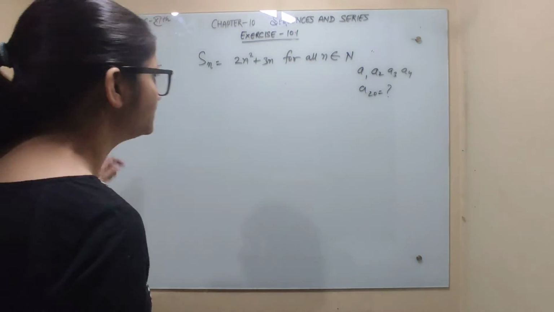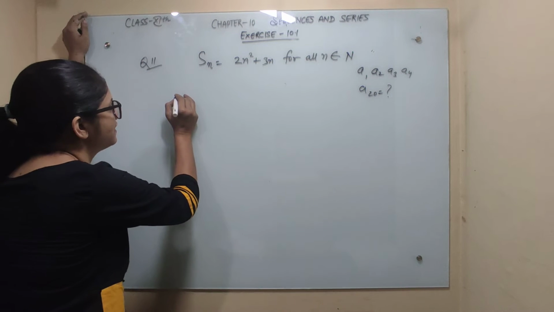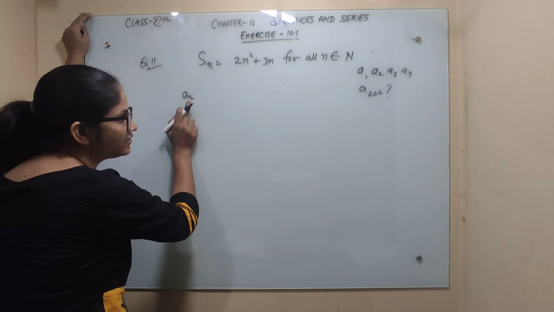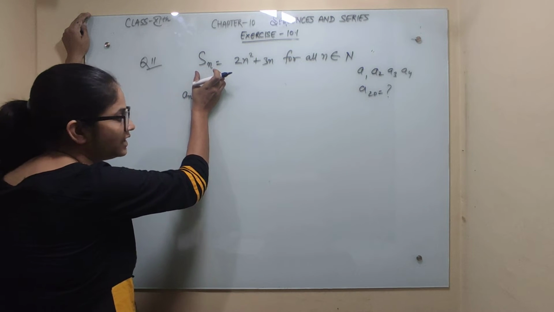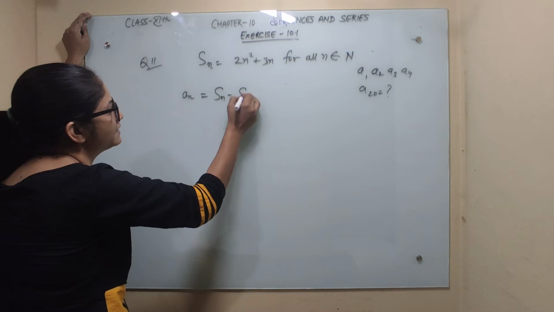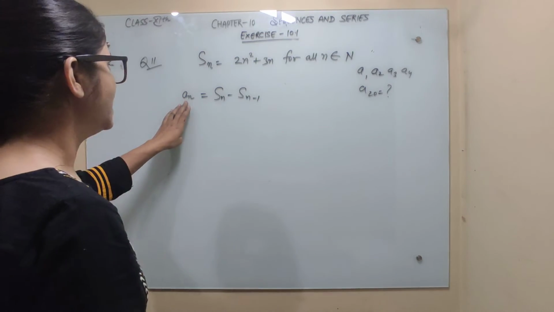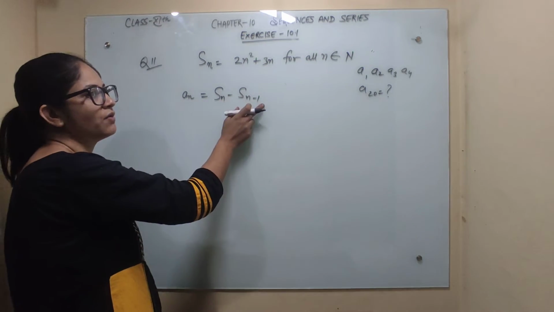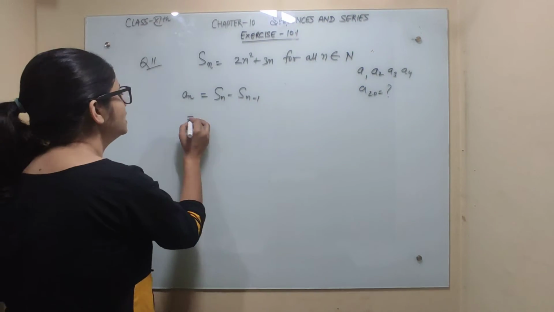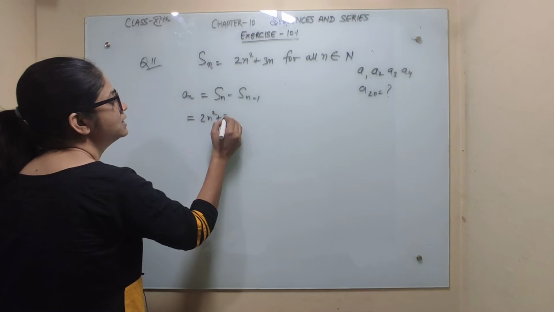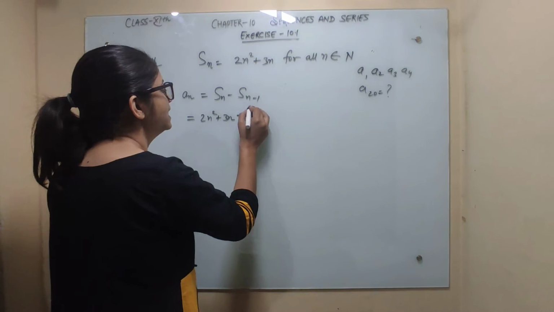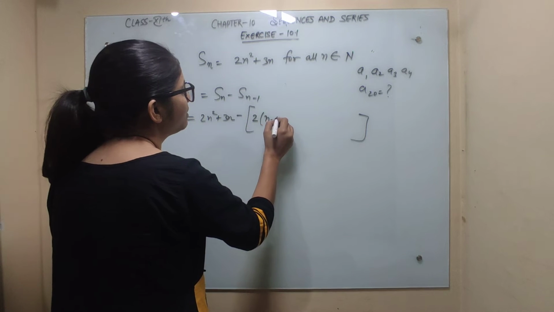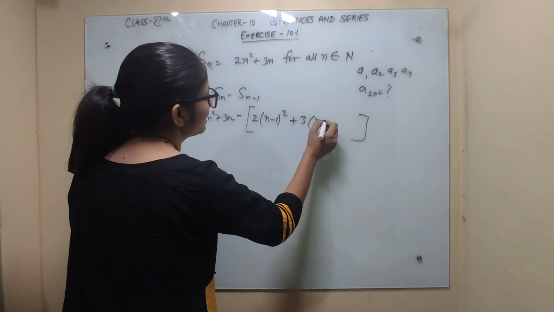So how will you do it? I told you in basics, if you have to find the nth term an by giving this formula, sum of n terms, you know an is Sn minus Sn minus 1. Sum of n terms minus sum of n minus 1 terms. So Sn is 2n square plus 3n, minus Sn minus 1. At the place of n I will substitute n minus 1. So 2 into n minus 1 whole square plus 3 into n minus 1.